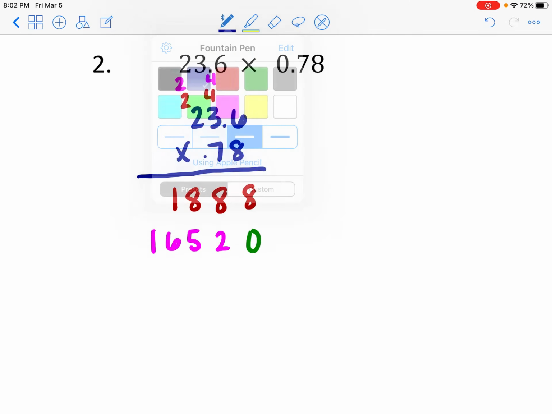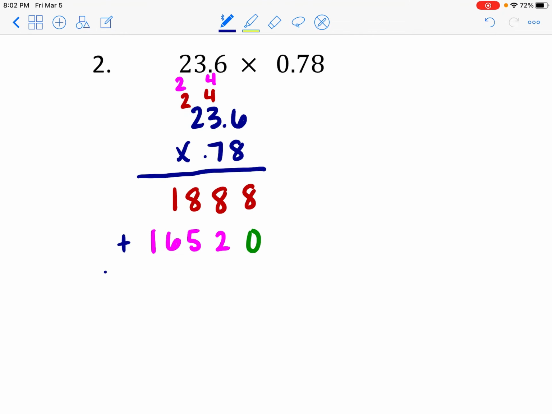And now we're going to add the results. And so 8 and 0 is going to make 8. 8 and 2 is 10. So I have 0 here, and I'm going to carry the 1. 8 and 1 is 9. 9 and 5 is 14. So there's 4. We carry the 1. And then 6, 7, 8 in this column, and then 1 here.